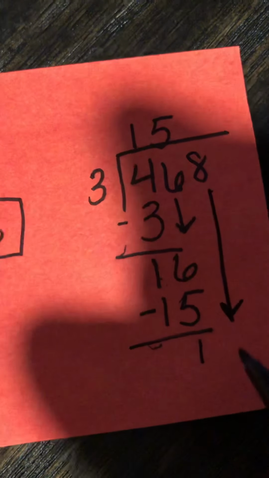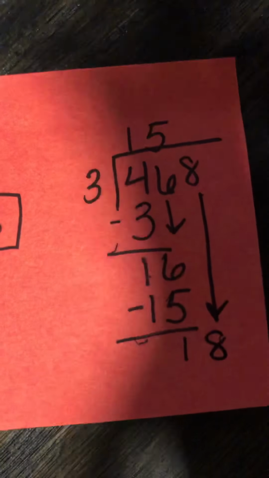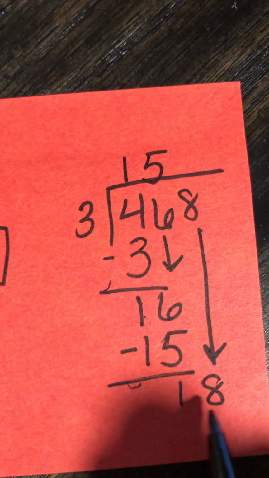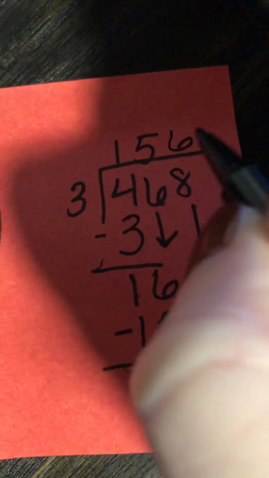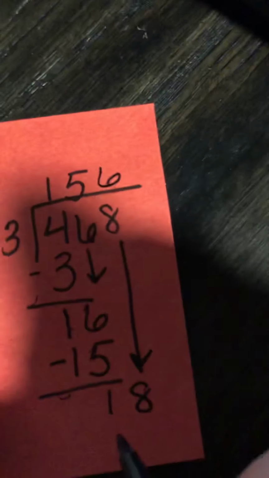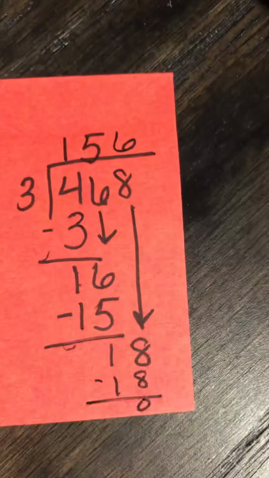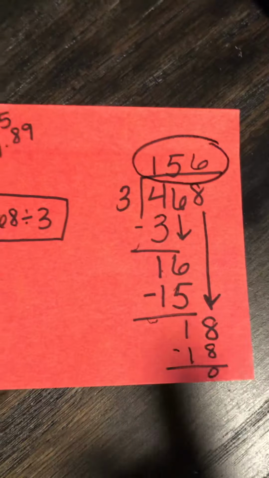Bring down my 8. How many times can 3 go into 18 without going over? Well, that's nice, because 3 times 6 equals 18, which I know now is going to be no remainder. So 6 times 3, 18. Subtract, get 0. I have nothing else to bring down, so I have no remainder. So my final answer, 156.